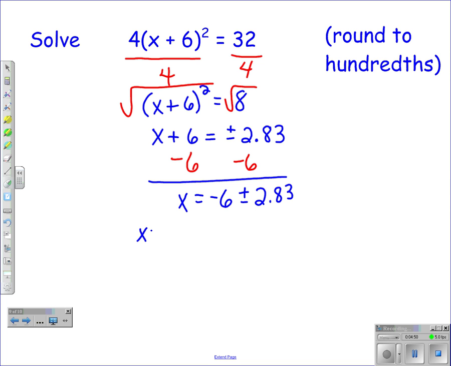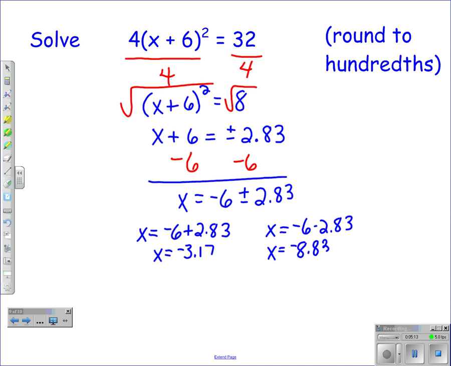You will do both equations here: x equal to negative 6 plus 2.83, and x equal to negative 6 minus 2.83. The second one is easier to do because they're both negative. You can just add your two numbers together. The first one, you need to follow your negative and positive rules and end up with negative 3.17. You will have two answers for this problem, one for each set.